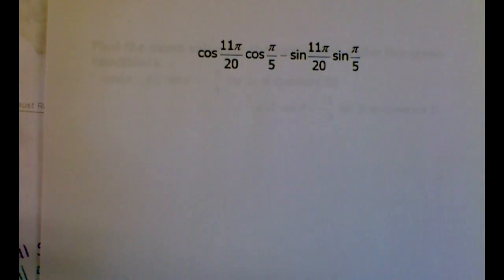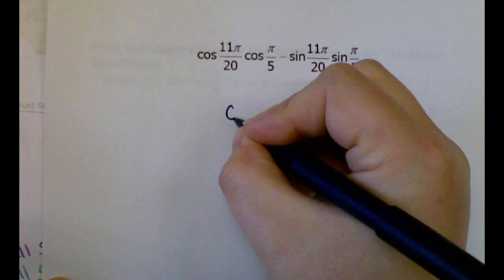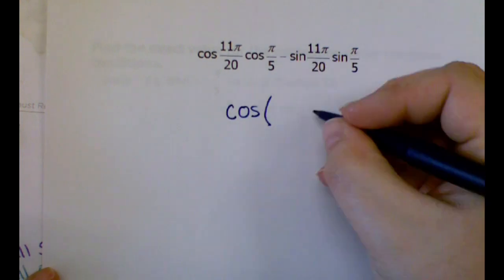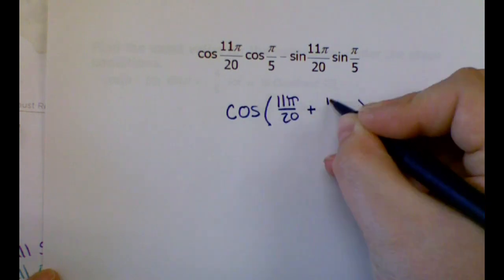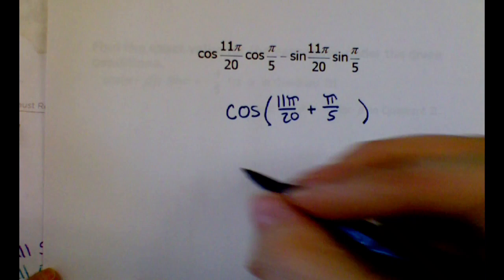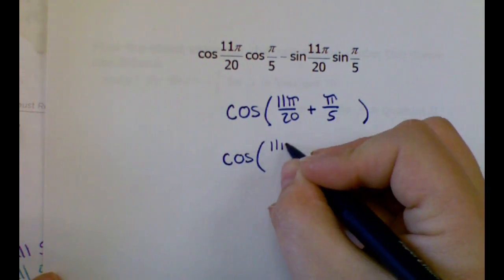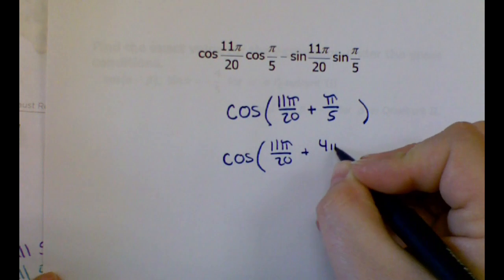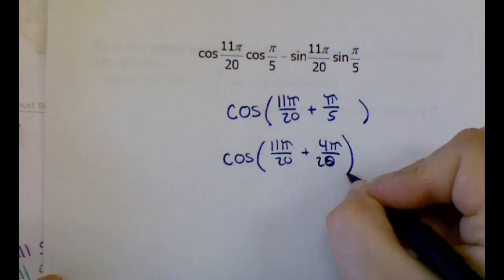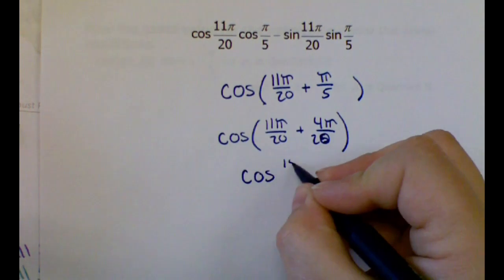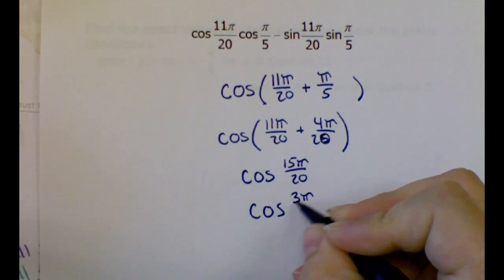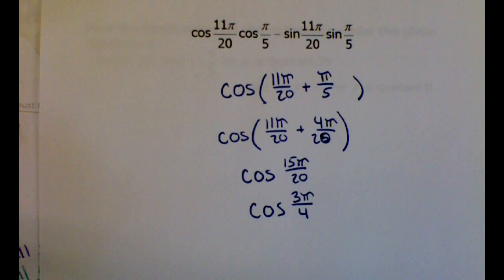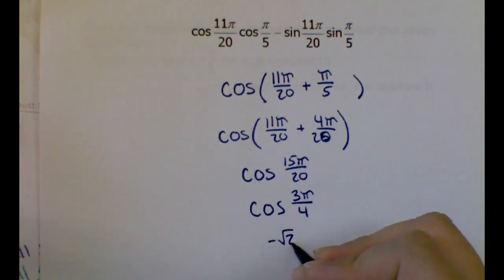All right, same type of idea. I can't do this without combining them. Cosine, sine, that tells me it combines into a cosine. With cosine, the middle symbol is the opposite. So I take my first angle, 11 pi over 20, plus my second angle, which is pi over 5. In radians, we have to get a common denominator. So that'll be plus 4 pi over 20, sorry, which makes the cosine of 15 pi over 20, which then I simplify again to 3 pi over 4. And I can do the cosine of 3 pi over 4. That's negative square root 2 over 2.